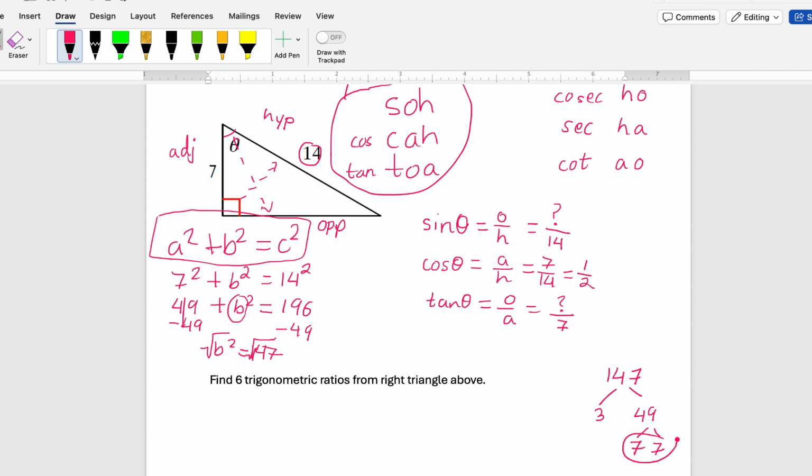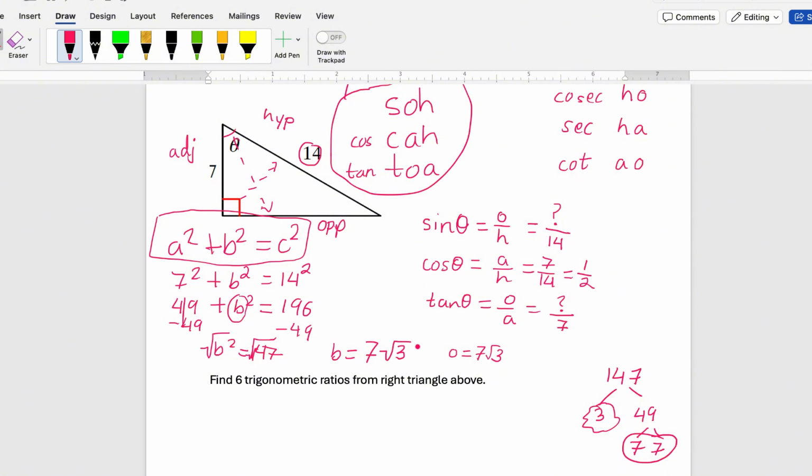So I have a pair of 7s, so my b is going to be equal to 7. And then we do not have a pair for this 3, so that is going to stay inside the root. Okay, so my opposite was 7 root 3. In this case, my b is the opposite, right? So my opposite is 7 root 3.